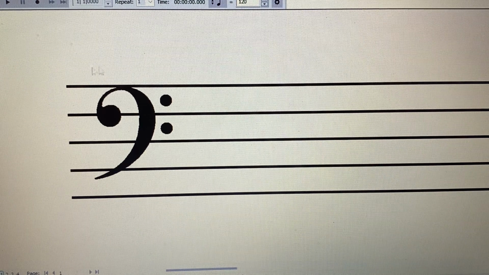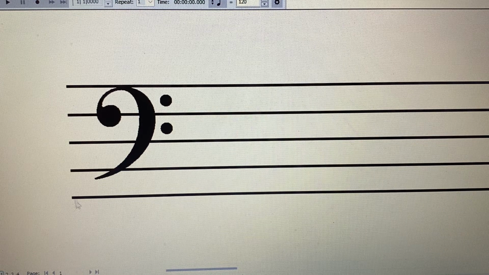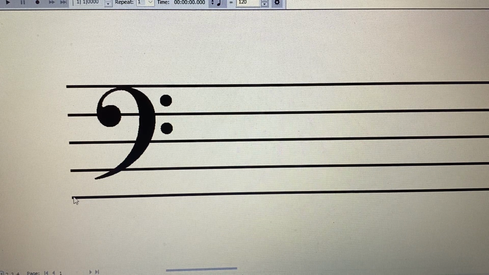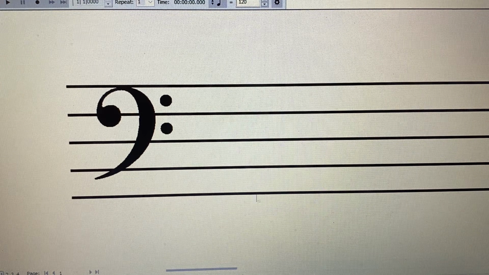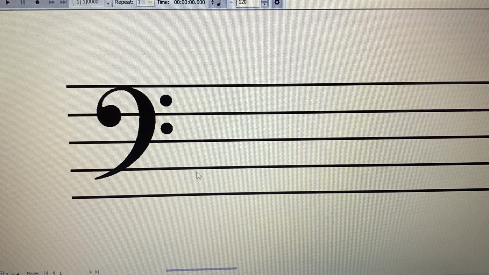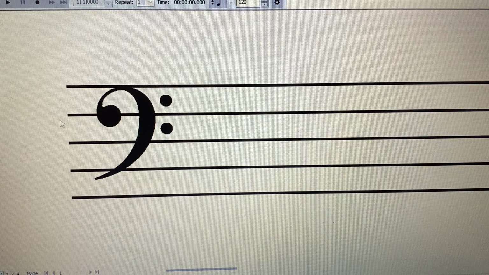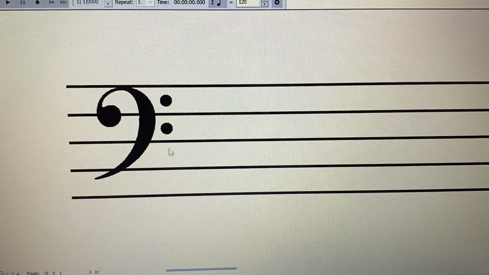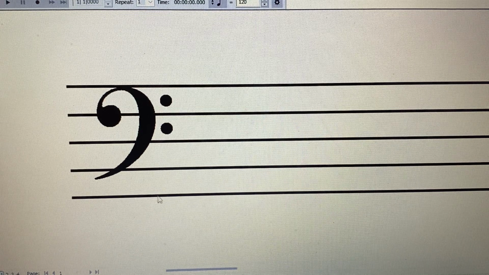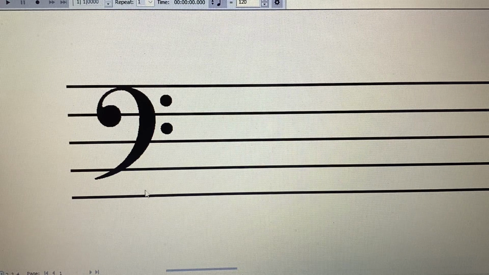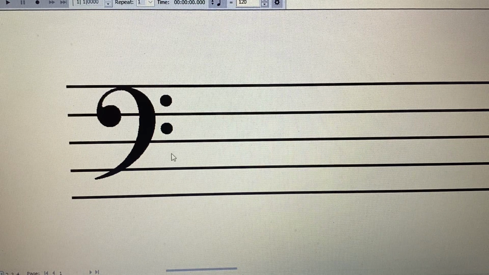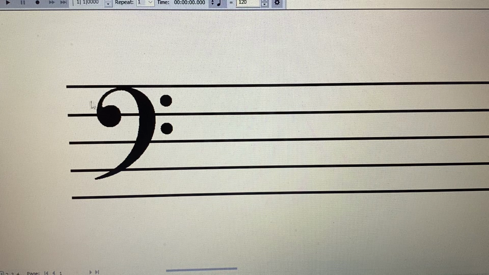So the same as the G clef, the bass clef has 5 parallel lines. It is still numbered from the bottom. So we have first line, second line, third line, fourth line, and fifth line. The same also with the spaces. From the bottom we have the first space, second space, third space, and fourth space.